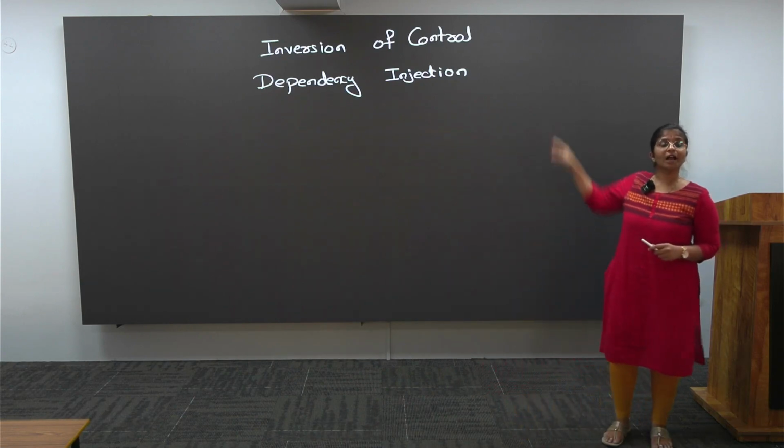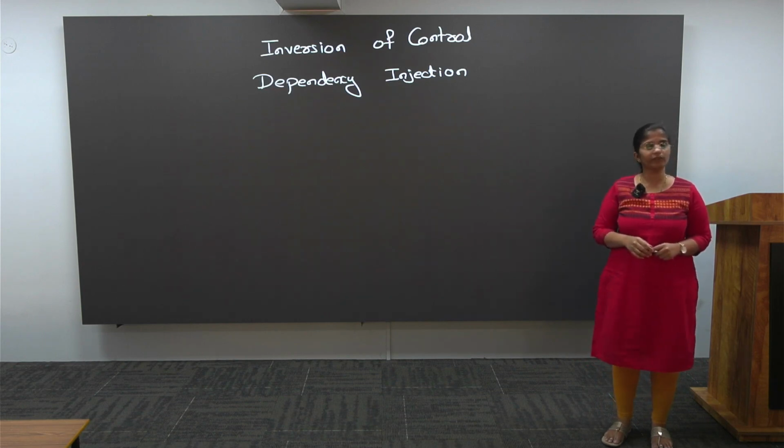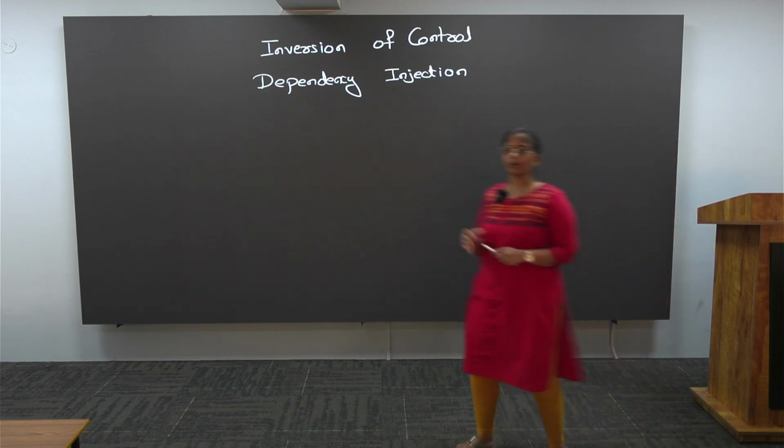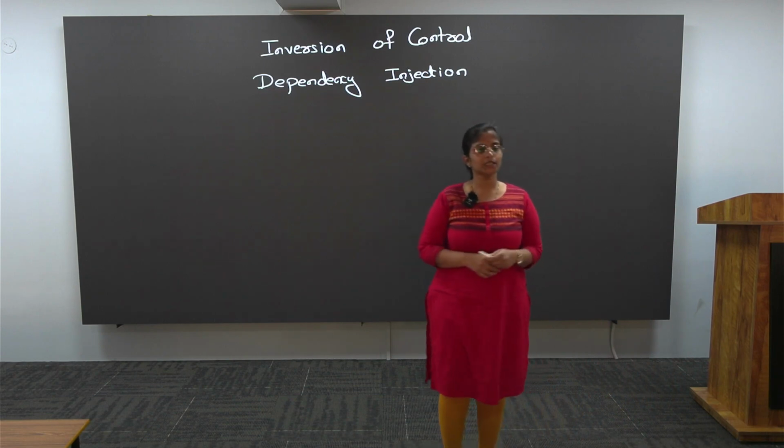When it comes to Spring, how exactly does this act as inversion of control, if you ask me? Now, who is creating the object?